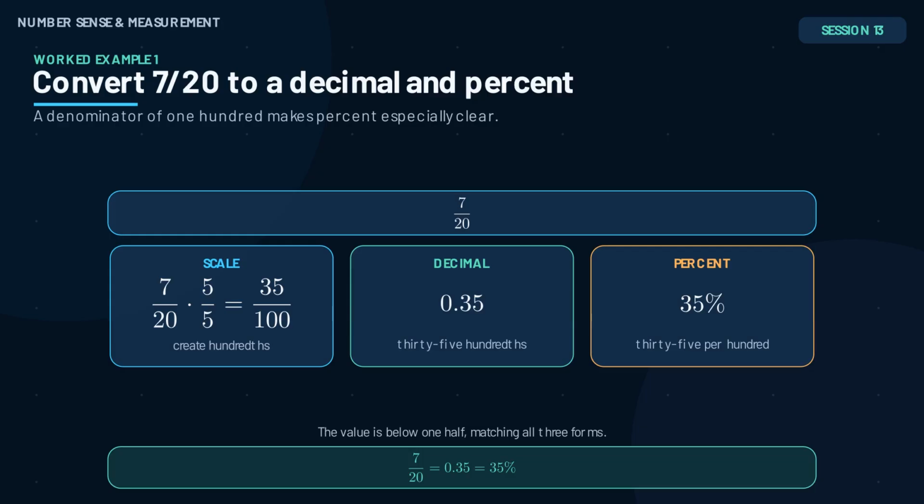Convert 7/20ths. Multiply numerator and denominator by 5 to obtain 35 hundredths. That is 0.35 and 35%. Each form is below 1/2, which confirms the size. Division, 7 divided by 20, would produce the same decimal.